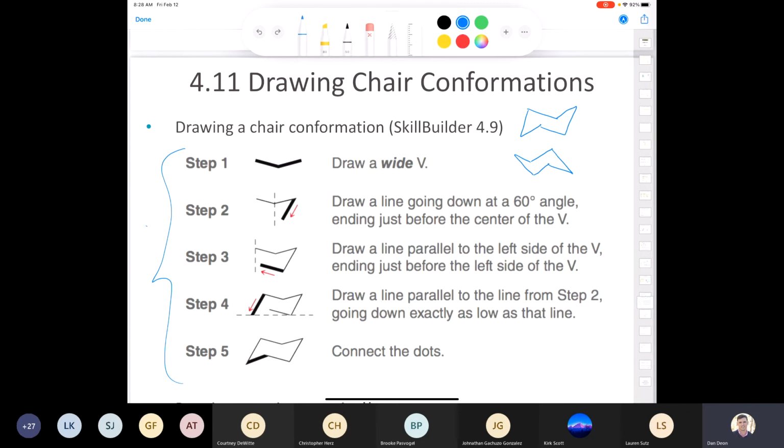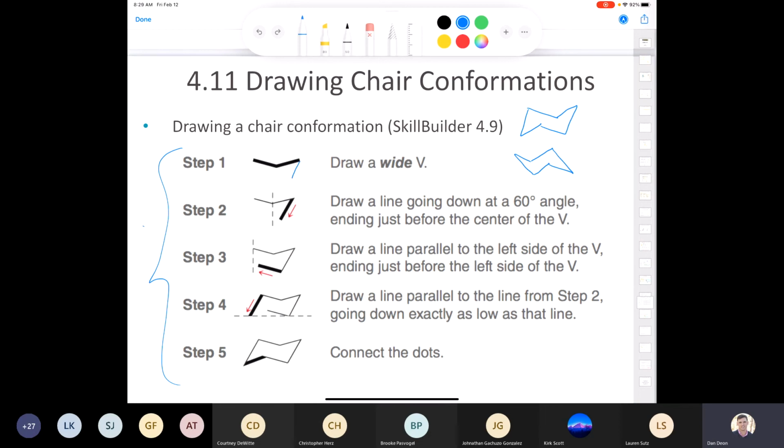So drawing a chair. If you want to use this technique, by all means, go ahead. I don't really care how you learn how to draw a chair. I just want you to learn how to draw it. So I recommend practicing. You can use David Klein's technique. It totally works. You start with the wide V. You draw a line coming down in this direction. Then you have a series of parallel lines.